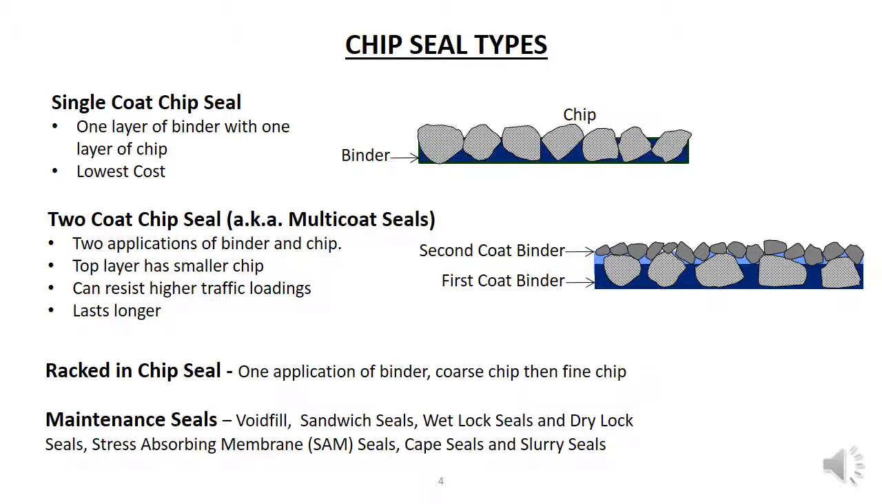There are other chip seals such as void fills, sandwich seals, wet lock seals, dry lock seals, stress absorbing membrane or SAM seals, cape seals, and slurry seals that are only used in reseals applied as part of road maintenance. These will be looked at in another course focusing on road maintenance. If you're interested in learning more about these additional chip seal designs, then I suggest you read Chapter 3 of Chip Sealing in New Zealand. The link to this book is in the resources section of Moodle.